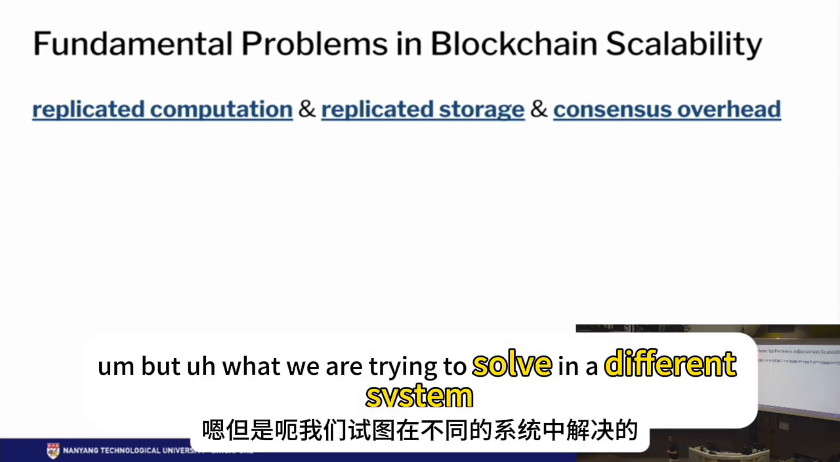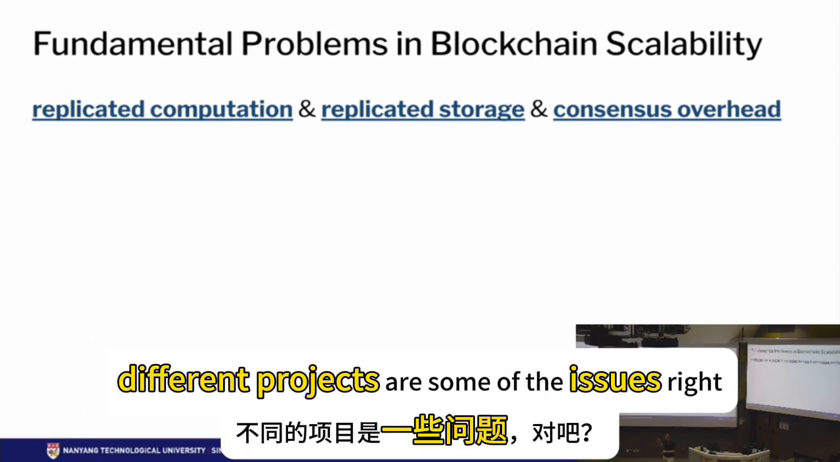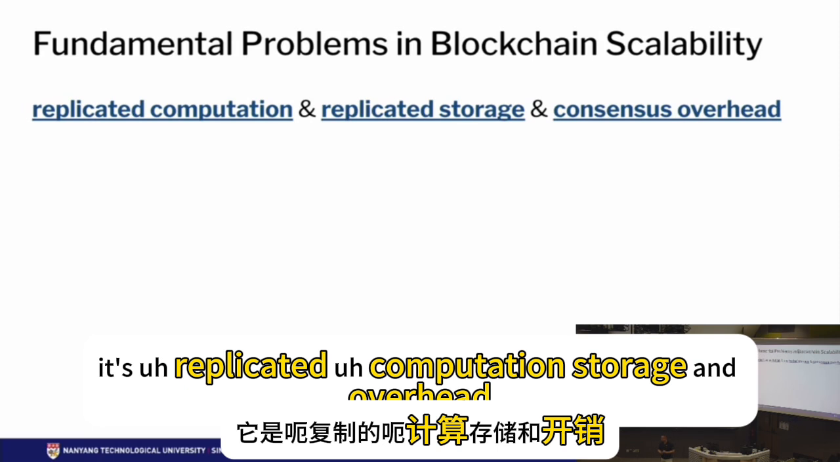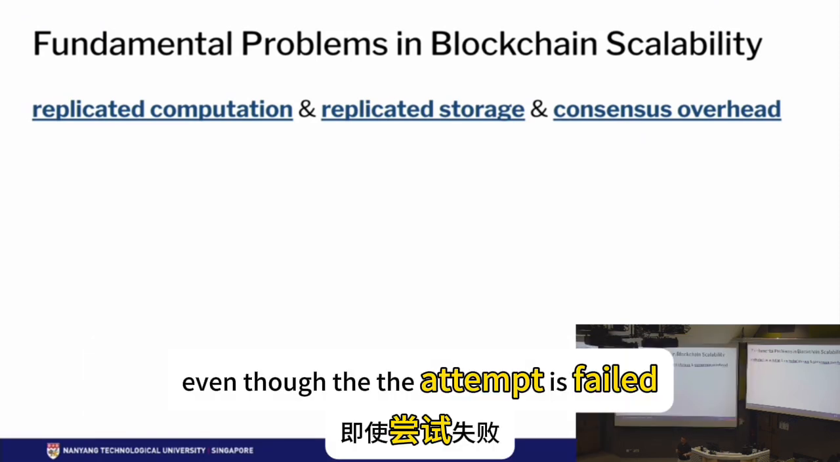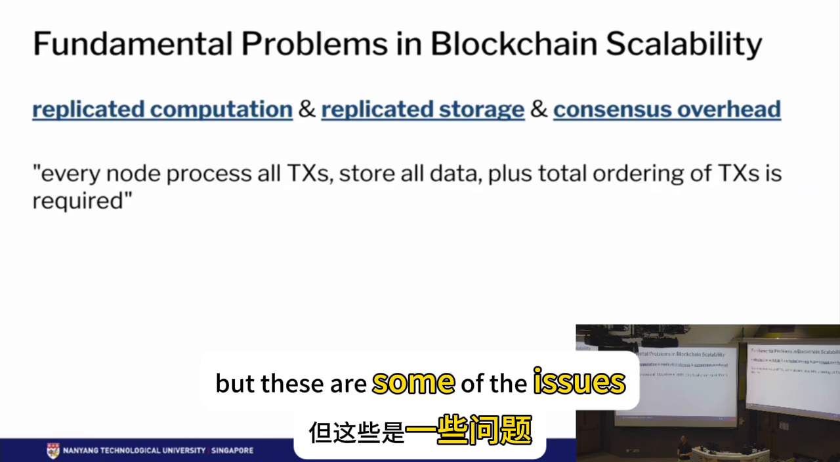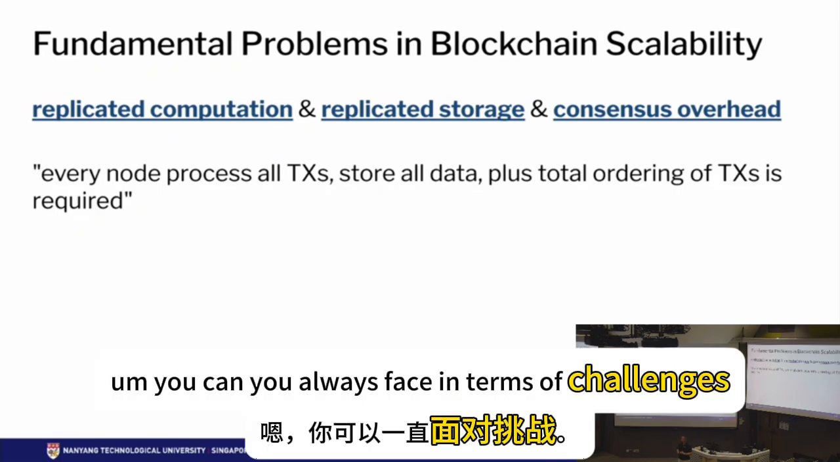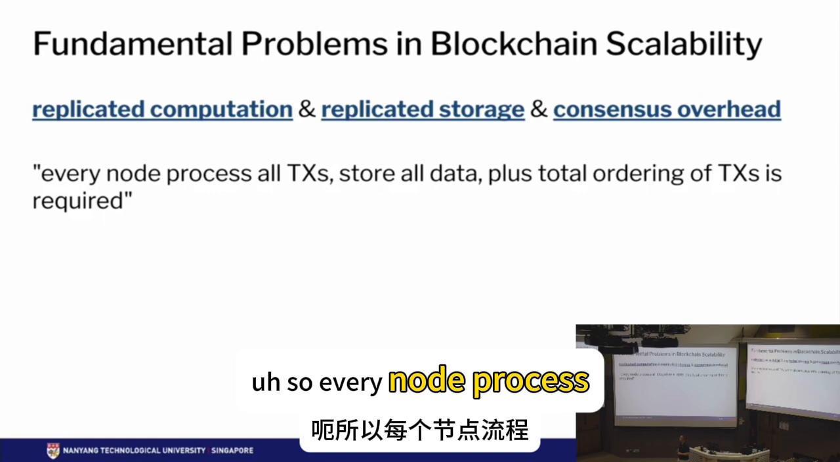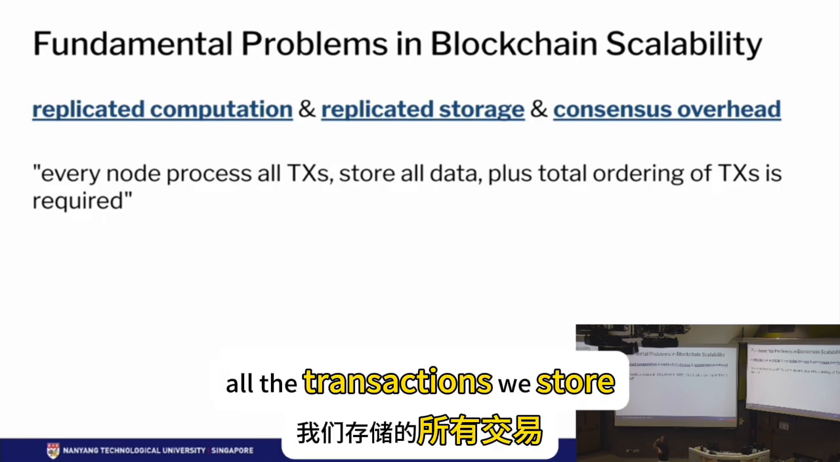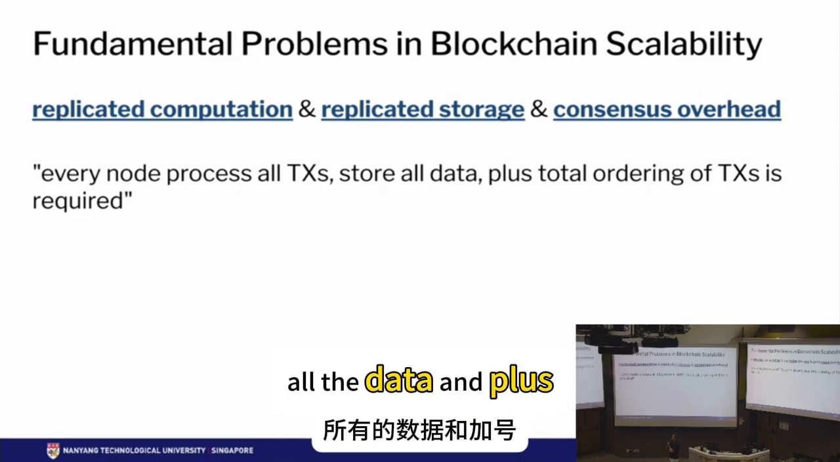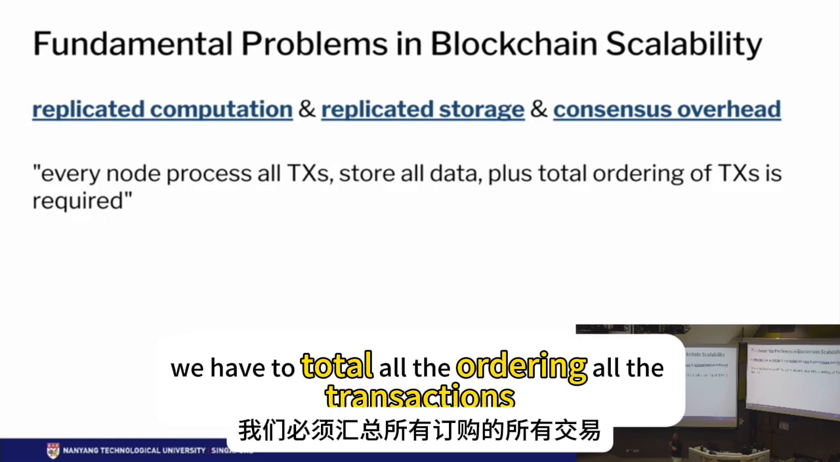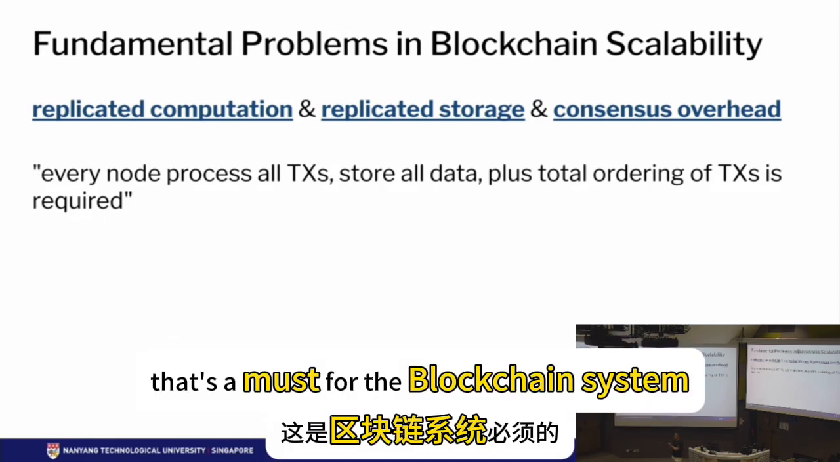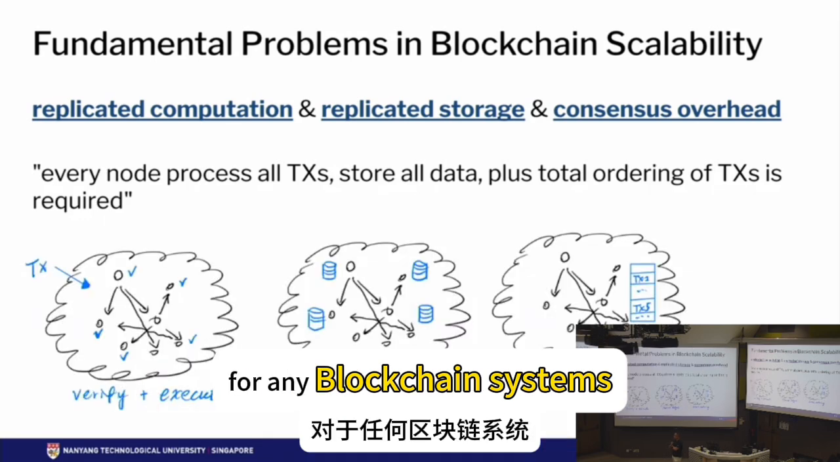But what we are trying to solve in different systems and different projects are some of the issues, right? It's replicated computation, storage, and overhead. Even though the attempt failed, these are some of the issues you always face in terms of challenges. Every node processes all the transactions, they store all the data, and plus we have to do total ordering of the transactions. That's a must for any blockchain system.